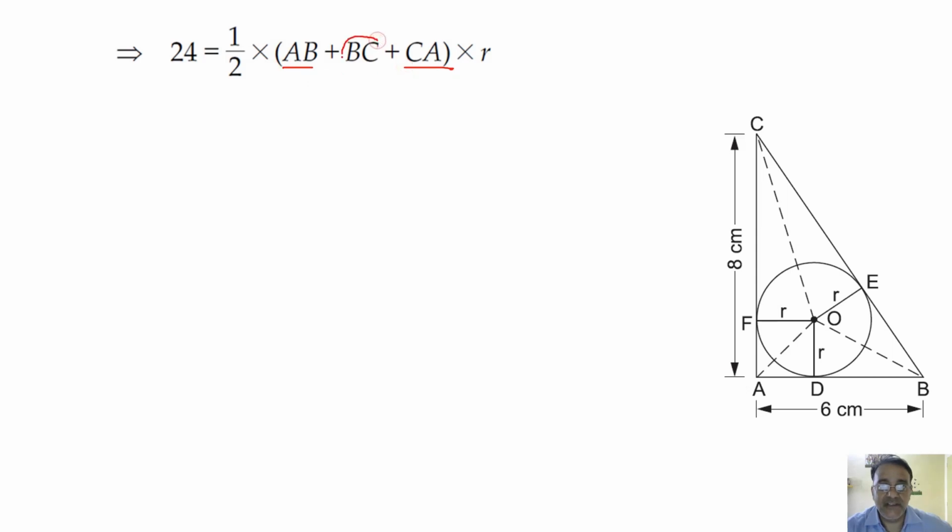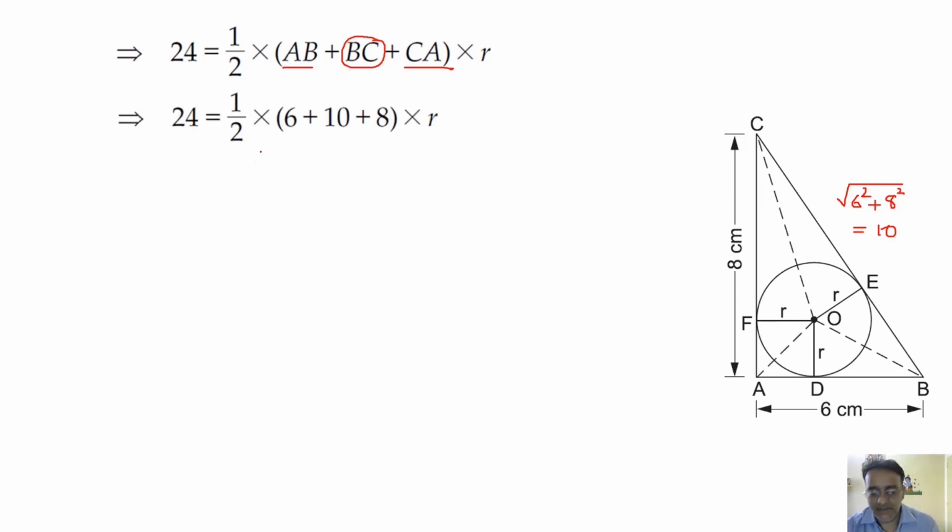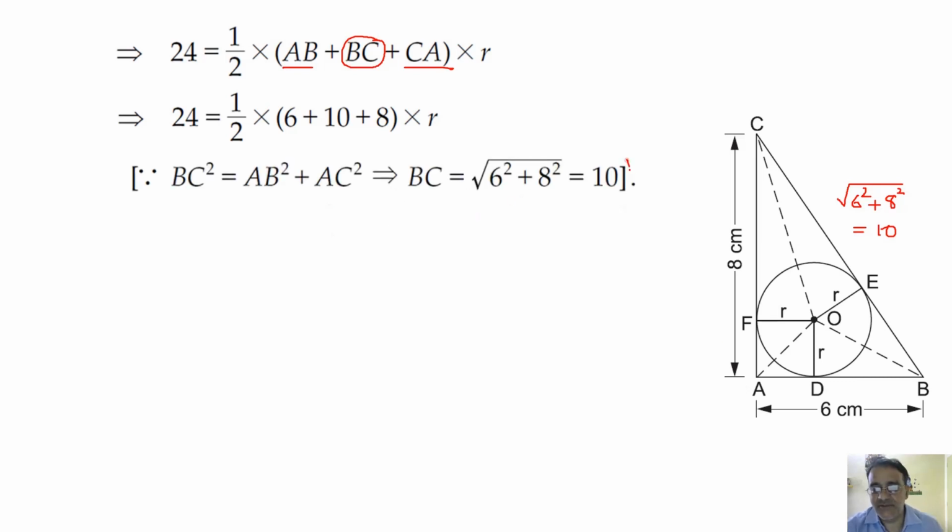Now how will you calculate BC? By Pythagoras theorem. Yes, very good. So square root of AB square plus AC square. This is 6, so 36 plus 64, 100. So what is the answer? 10, right? So we'll substitute 10 in place of BC. Why? Because BC square is equal to AB square plus AC square. That will imply BC is equal to 10.